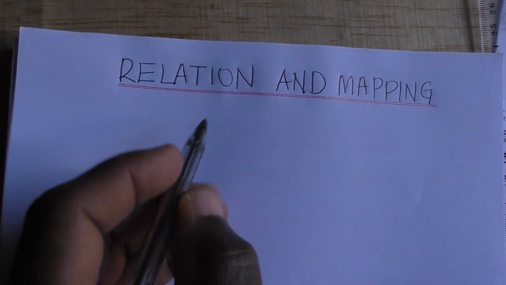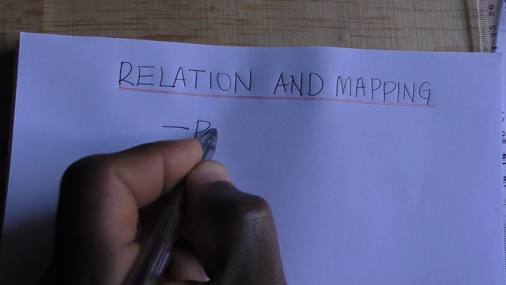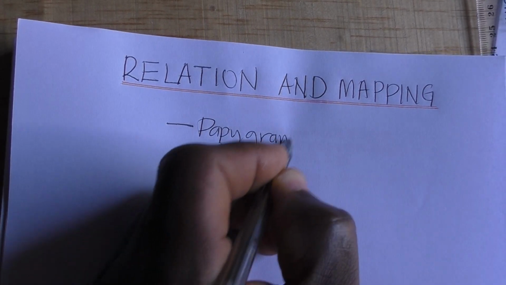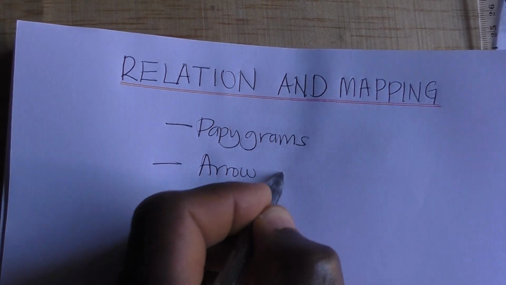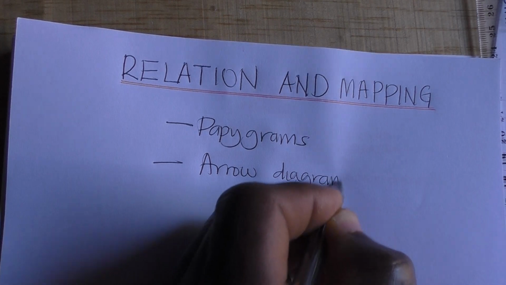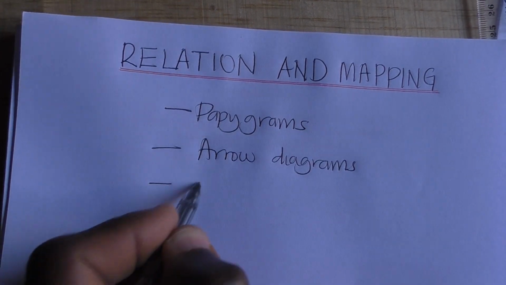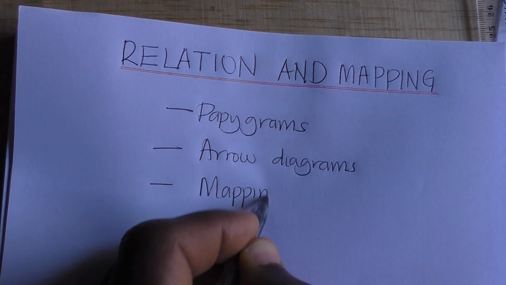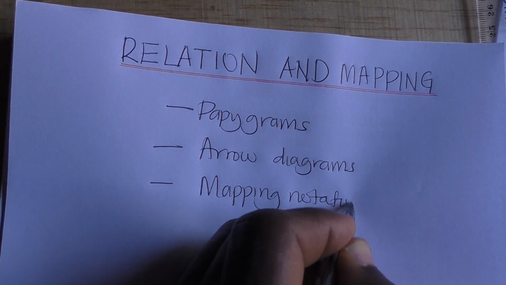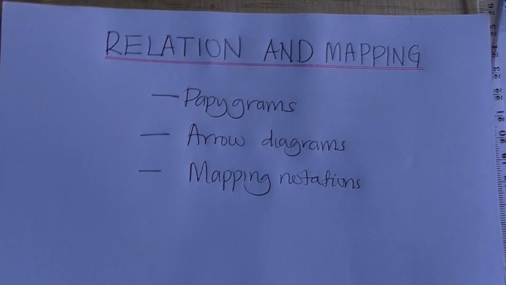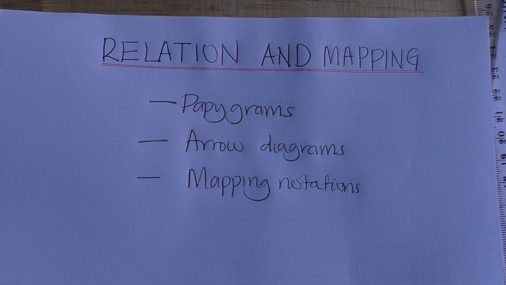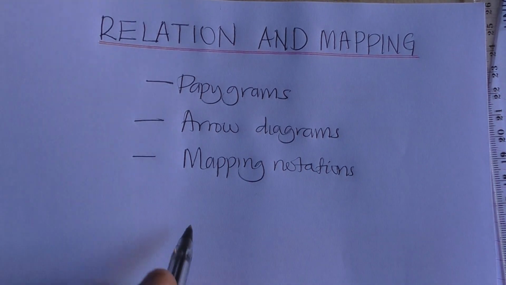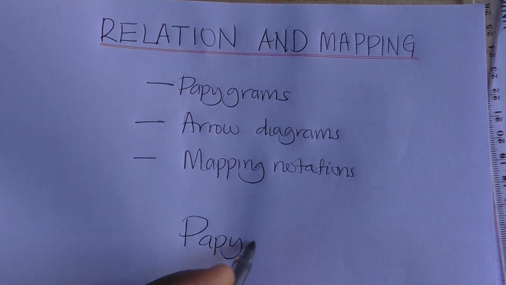That is, we can use parallelograms, we can use arrow diagrams, and we can use the mapping notation. So these are the three ways of how we show relations. We shall start with the parallelogram.